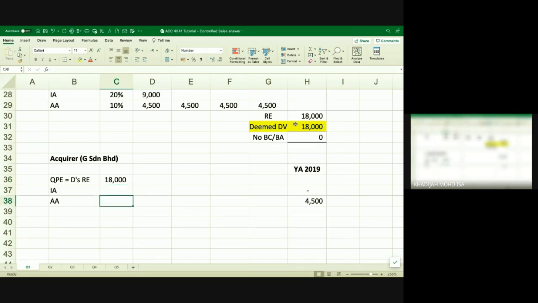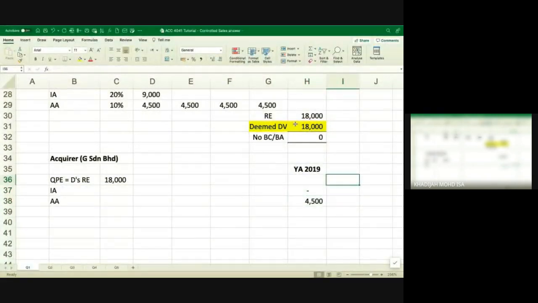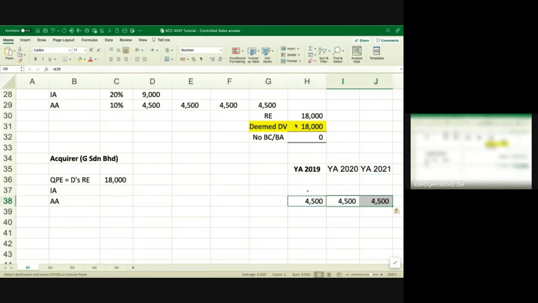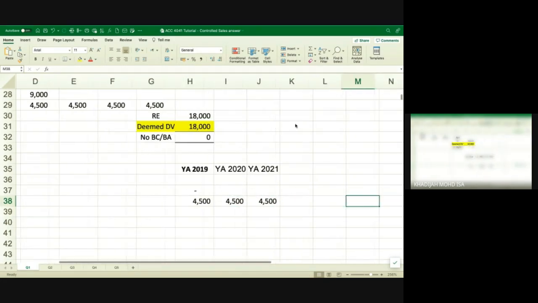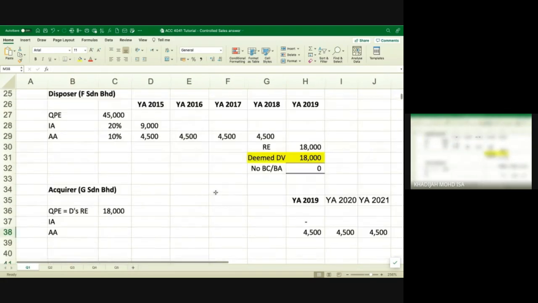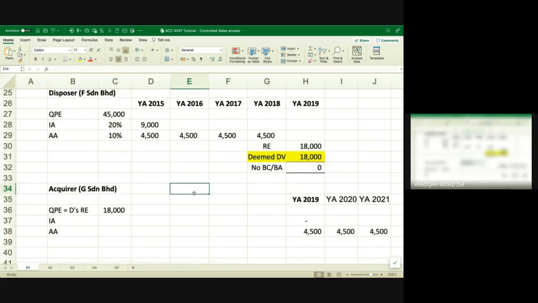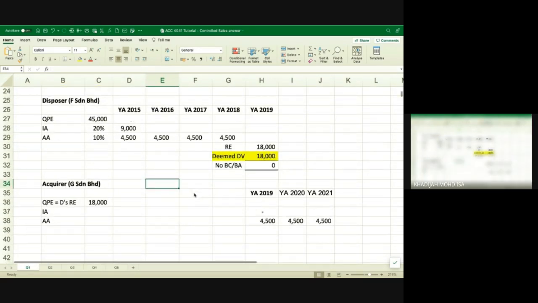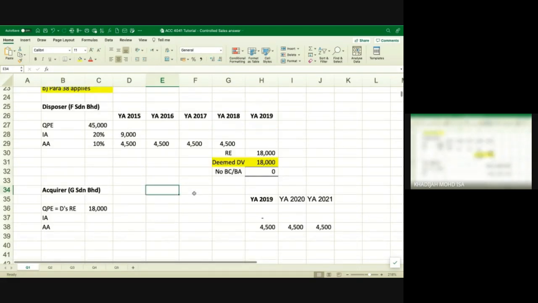But remember that to the acquirer, there's no more initial allowance, but he can only claim annual allowance. So assuming that we have YA 2020, YA 2021, for example, he will keep on claiming this until you have that 18,000 fully claimed, right? So that is what happened when we have a controlled transfer. All right, in the textbook also mentioned that the controlled transfer normally benefit the acquirer but not the disposer. Okay, this one is clearly because acquirer only paid 10,000, but he's entitled to claim 18,000 total allowances based on the RE of the disposer. Is that clear?